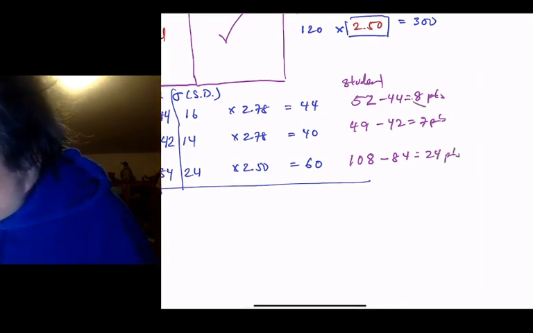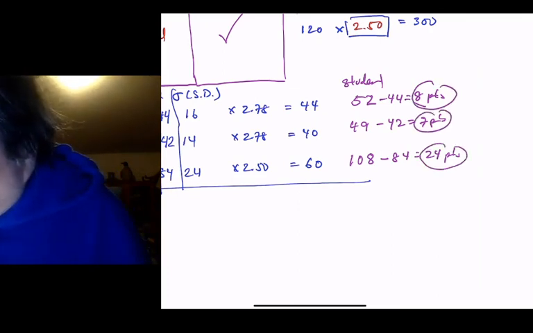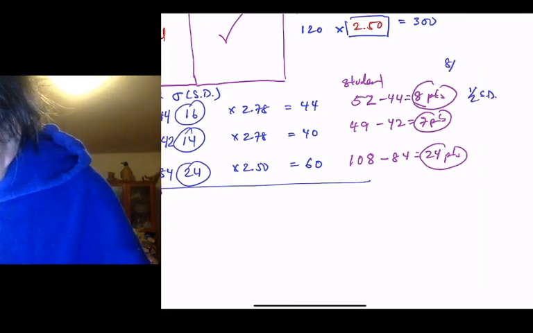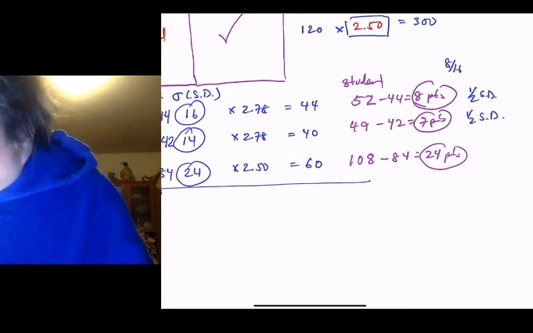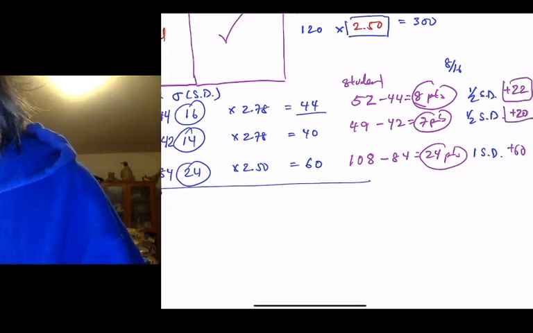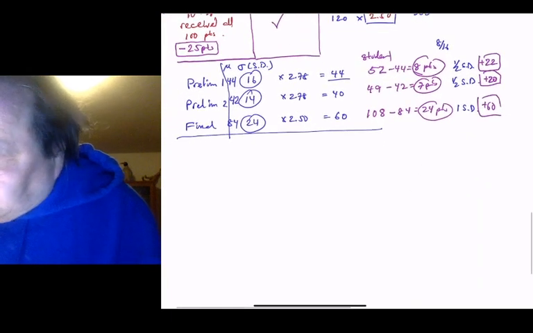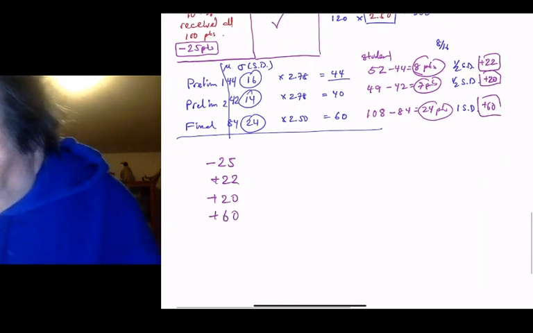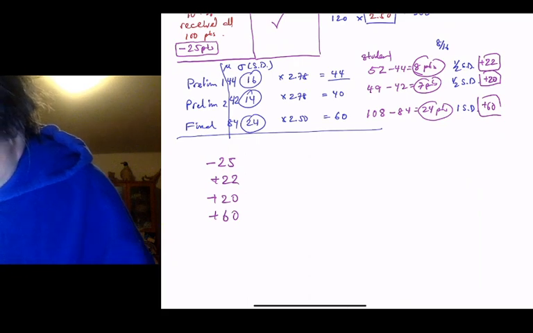And we compare these numbers 8, 7, 24 to these numbers 16, 14, and 24. You can see that 8 points is half a standard deviation, because it's 8 divided by 16. 7 is half a standard deviation, and 24 is one standard deviation. Half a standard deviation is 22. Half a standard deviation here is 20. And one standard deviation is 60. And now you've got the four key numbers. The four key numbers are minus 25, plus 22, plus 20, plus 60, and that adds up to 104 plus 77.